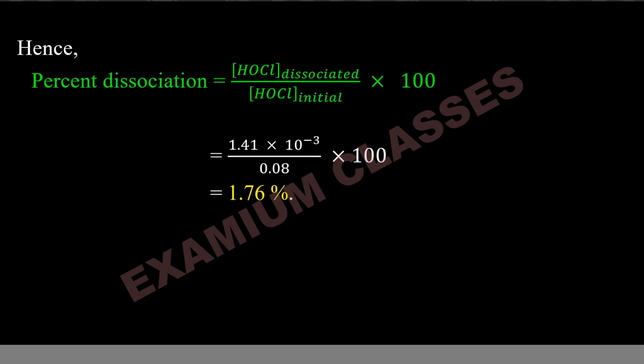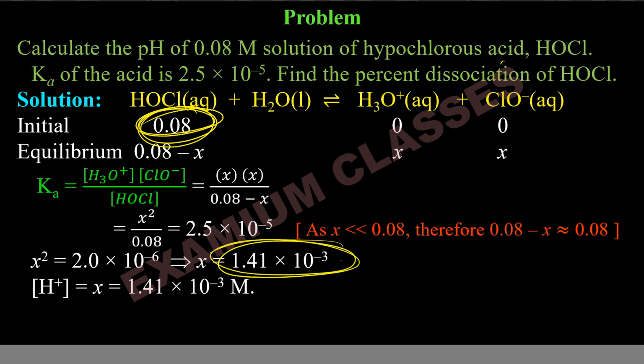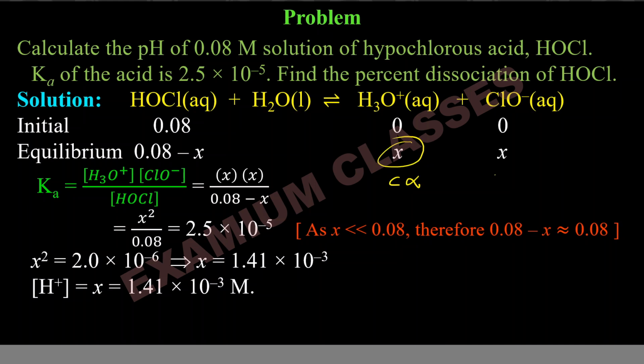Now you can get the same answer by C alpha. Also X equals C alpha. So remember here it is X divided by 0.08, that is 1.41 into 10 power minus 3 divided by 0.08. How can I get the same answer with the degree of dissociation also? Because this X is actually C alpha. So everywhere X is C alpha. So once I got this value, that is C alpha, I can get alpha from here and I can multiply that alpha by 100. I will get percentage dissociation.